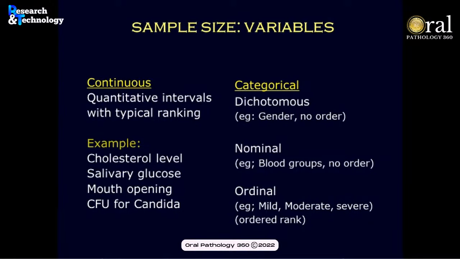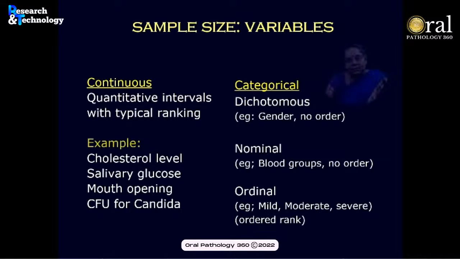Categorical variables may be of three types: dichotomous, nominal and ordinal. An example of a dichotomous variable is gender. When you are trying to understand the hemoglobin estimation between male and female, then you have a dichotomous variable. There is no order and there are only two categories. Then we have nominal variables, for example, the blood groups A, B and O. There are three different groups. There is no order, but they all come under one umbrella. Then we have ordinal variables: mild, moderate, severe.